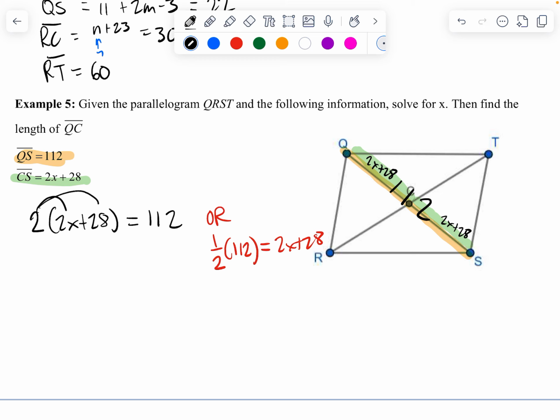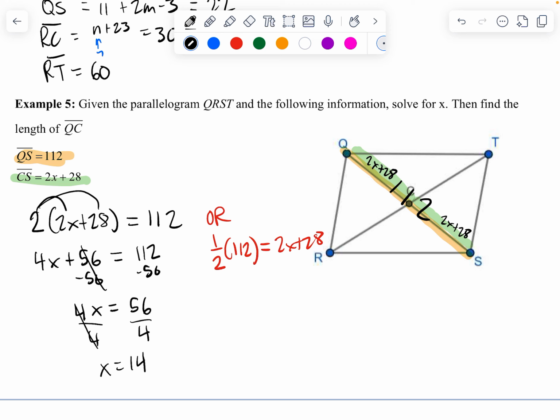Okay, I'm actually going to distribute this just in case, because sometimes that's not an even number. Where it is even, yes, I would absolutely divide by 2. So we get 4x plus 56 equals 112. Subtract 56 over. All right, and we get 4x equals 56. Yeah, divide 4, and x equals 14.